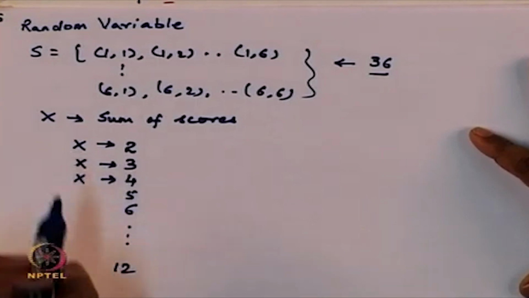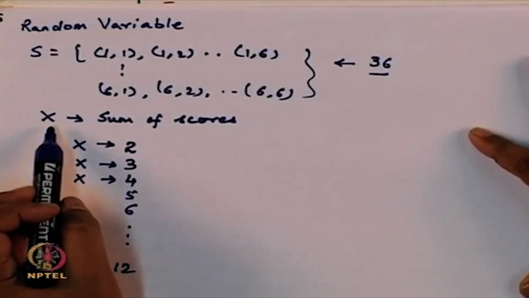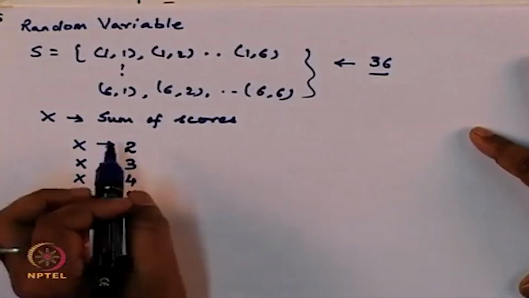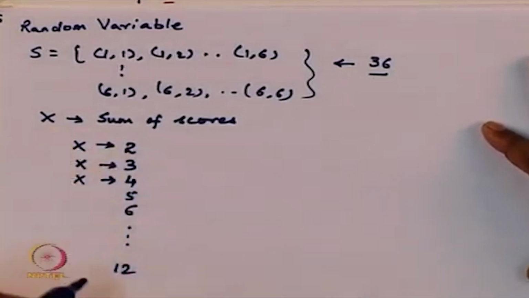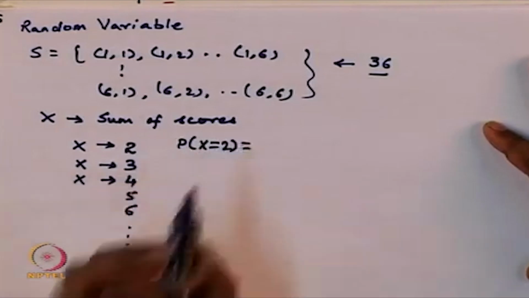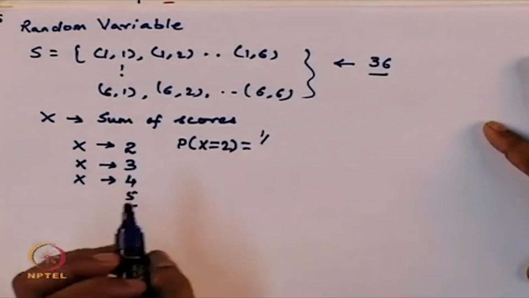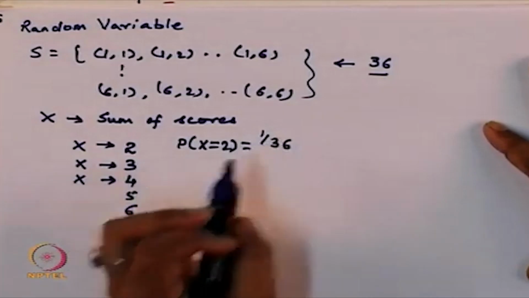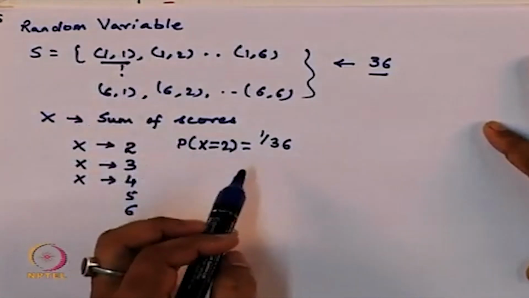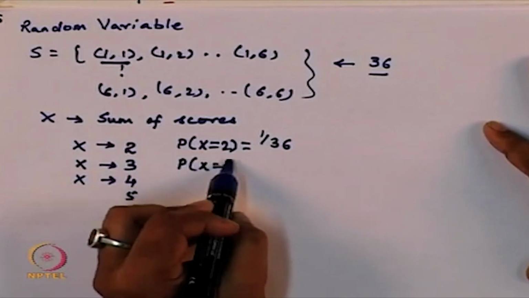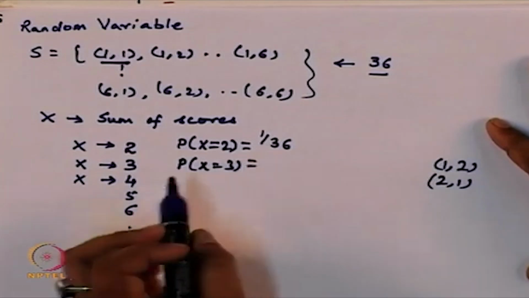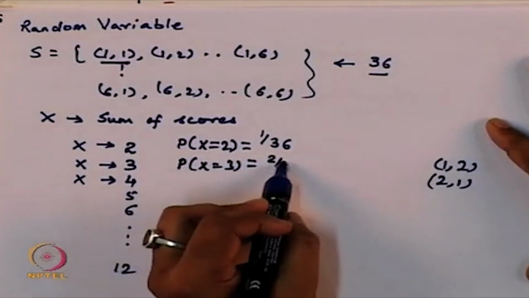So, x is a random variable. This is an example of a random variable, and we have defined the random variable in this particular case as the sum of scores. So, I can actually compute the probability of each of these events. Probability of x equal to 2 is nothing but 1 by 36, because you have only this particular combination which gives you a value of 2. What is the probability of x equal to 3? Either I have (1,2) or (2,1). Probability of x equal to 3 is 2 by 36.